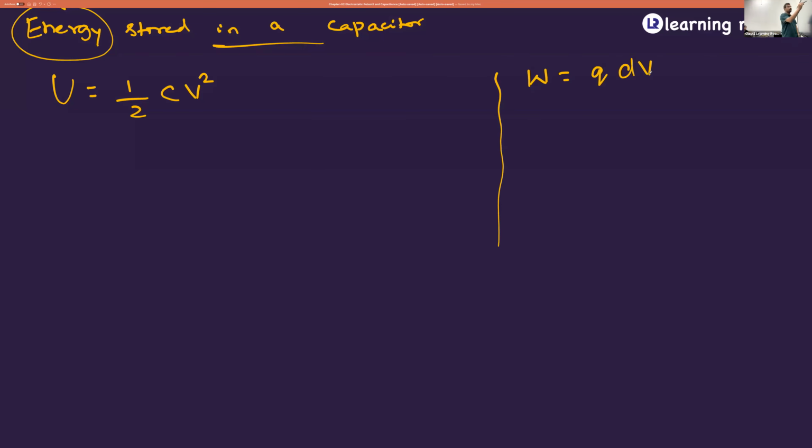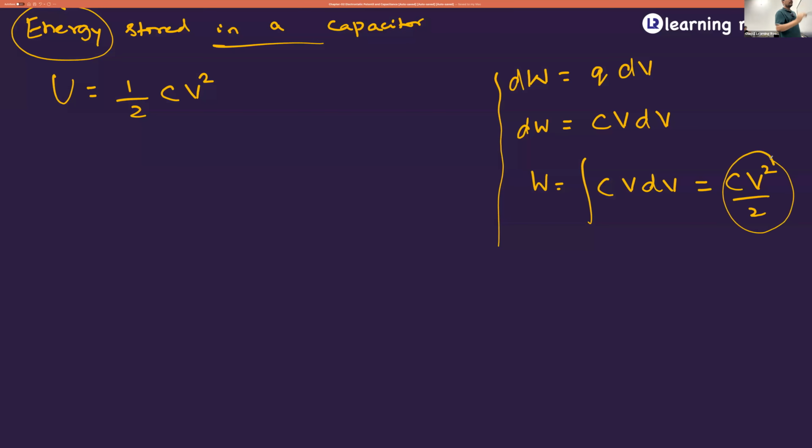And this Q would have been written as CV multiplied with dV. Sorry, this is dW, right? So if you want to calculate the total work, you will integrate it as CV dV. You will take C outside, and the integral of V dV is going to give you V square by 2. So this is the derivation, right? I hope you would have made a note of this.